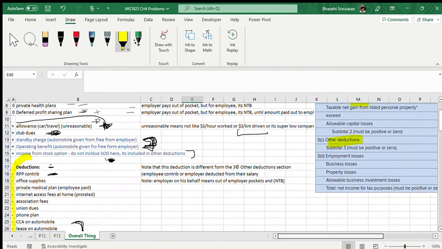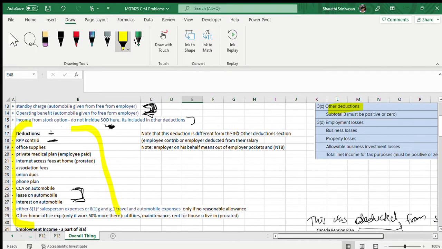So these deductions are all employment income deductions. First of all, we have RPP contribution, which I've already gone through. This is money that's taken out of your salary. So you have to be like, they're taking this out of my salary, can you make sure that my employment income reflects that.